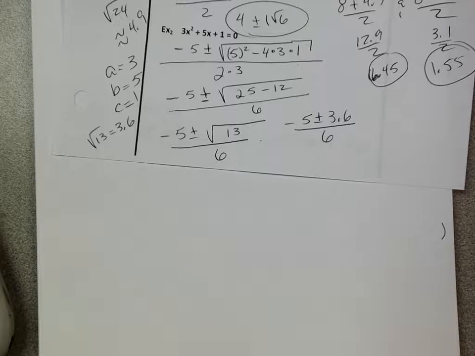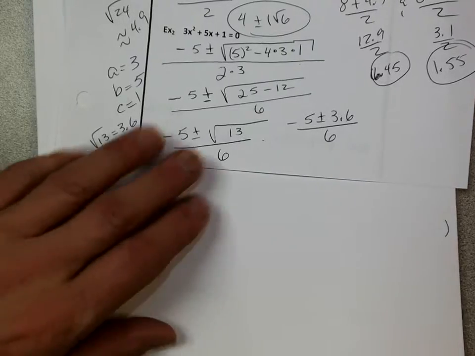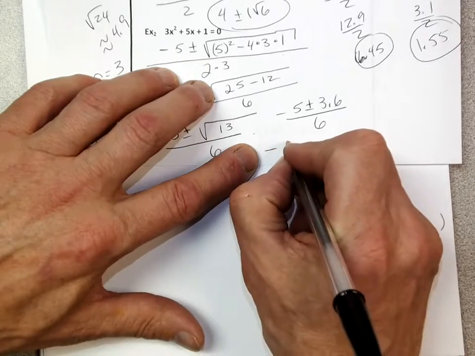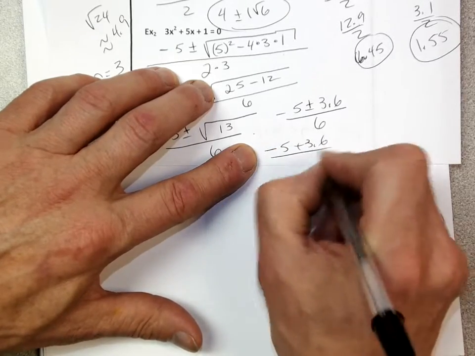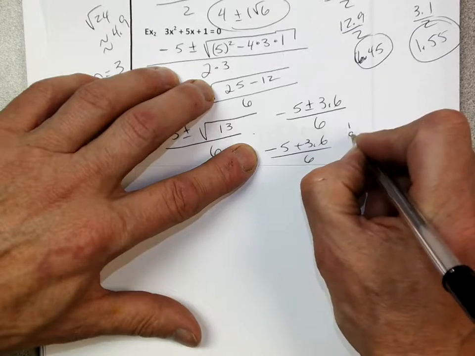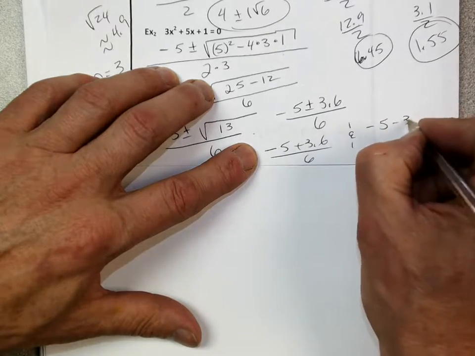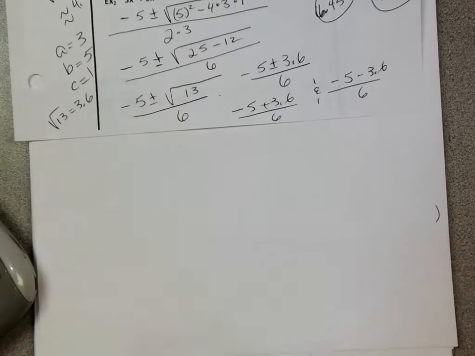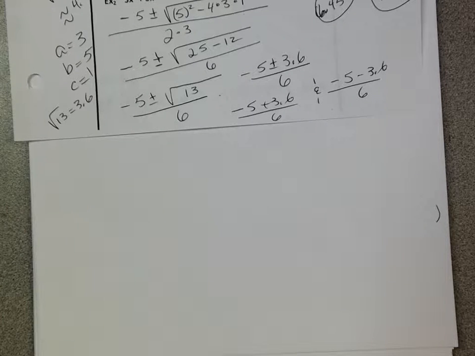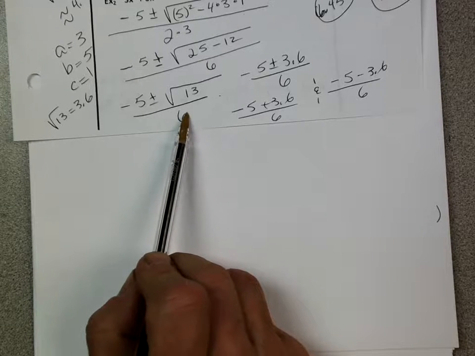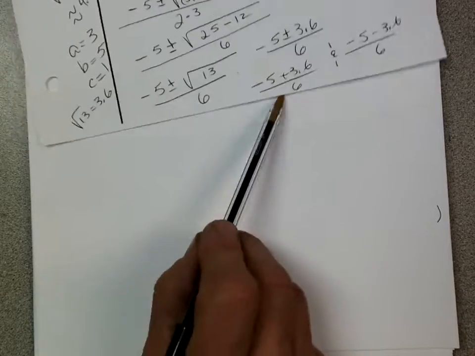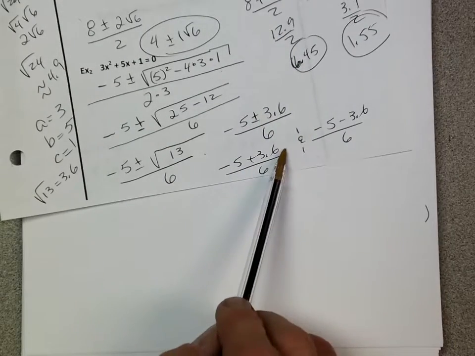Not done yet, because we need two answers, right? So then I'd go negative 5 plus 3.6 over 6 and negative 5 minus 3.6 over 6, right? Plus or minus. I need two answers. Yeah, Anna? If you put the plus or minus, that does count as two answers. Yes, I mean, you could be done here. But couldn't you just leave it as? You could, yes. Okay.